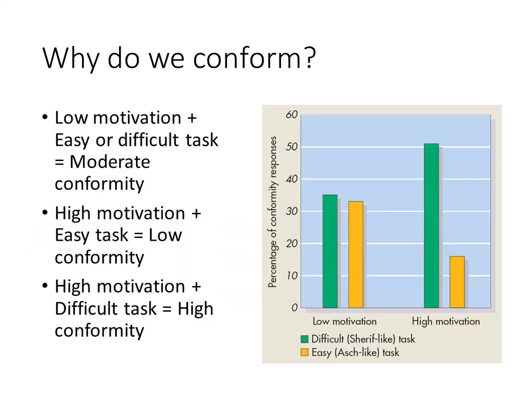After comparing the results from Sherif's and Asch's studies, social psychologists discovered an important piece of the puzzle: motivation. When we're not motivated, we tend to display a moderate level of conformity across easy and difficult tasks. When we are highly motivated and completing an easy task, we display a low level of conformity. But when we're highly motivated and completing a difficult task, we conform.